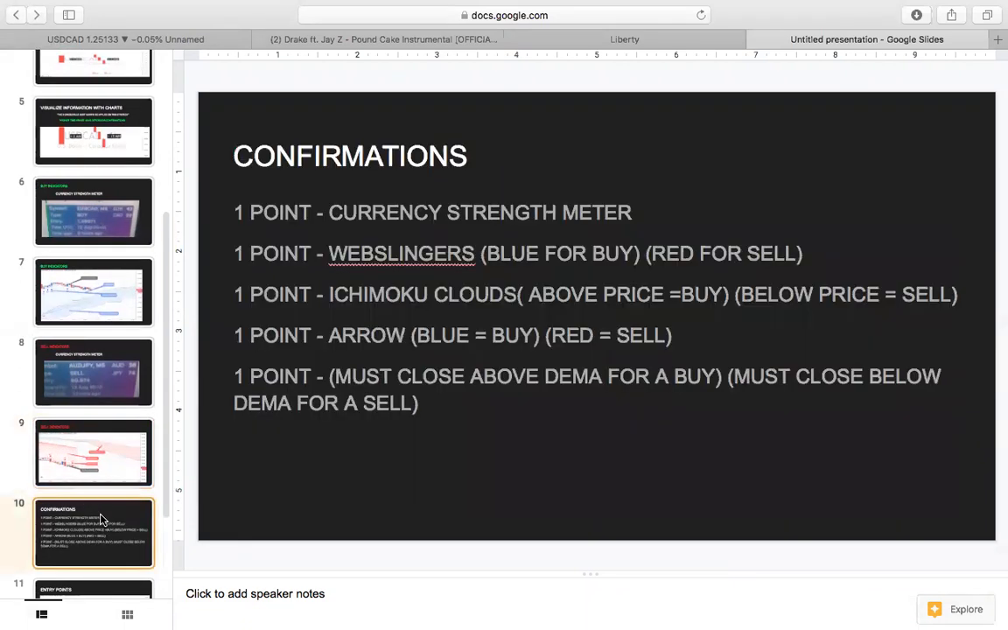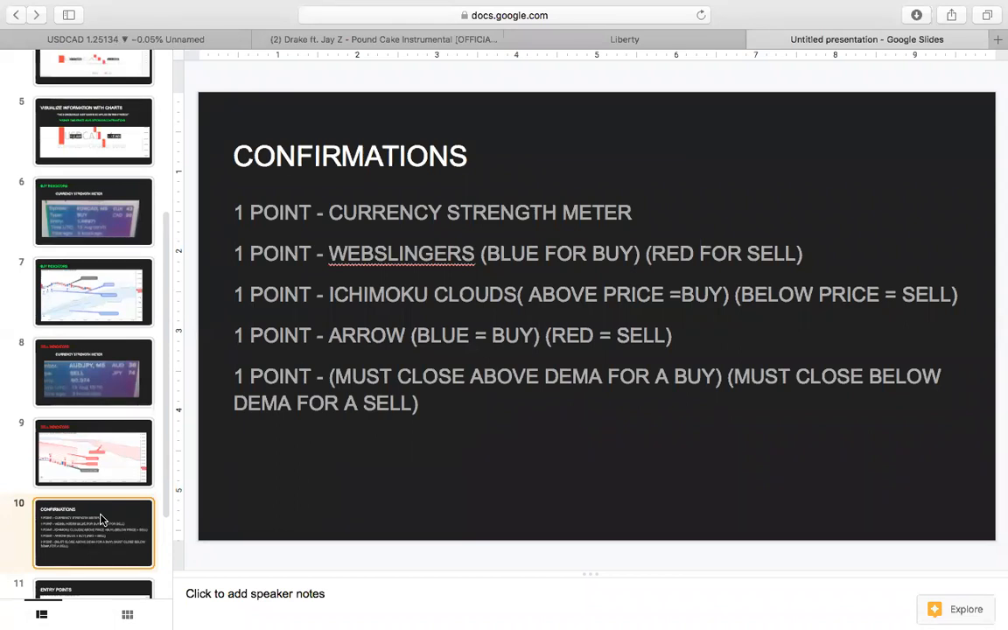Now, I want to go over the confirmations, all right? So 1 point is the currency strength meter. If the top is larger, it means a buy. If the bottom is larger, it means a sell, and we want a 10-point difference. Now, 1 point. If the web slingers are blue and they're below price, that indicates a buy. If the web slinger is red and it's above price, then that indicates a sell.